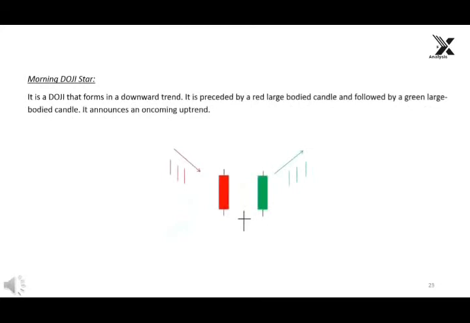Morning doji star. It is a doji that forms in a downward trend. It is preceded by a red large-bodied candle, and followed by a green large-bodied candle. It announces an oncoming uptrend. Continuation pattern.